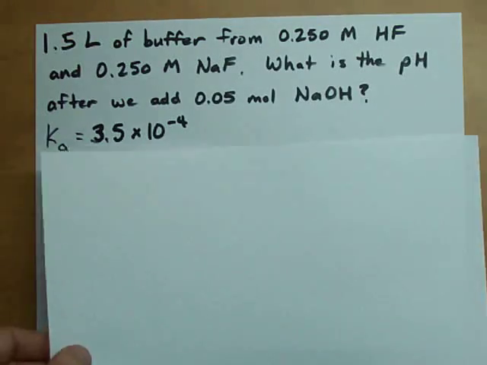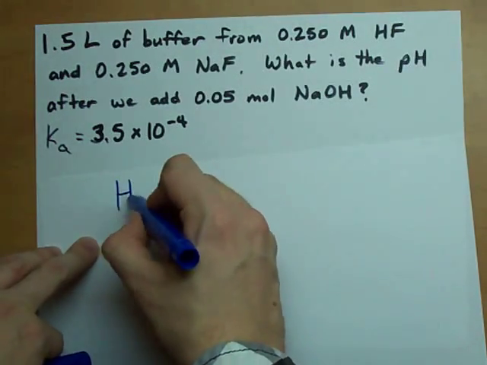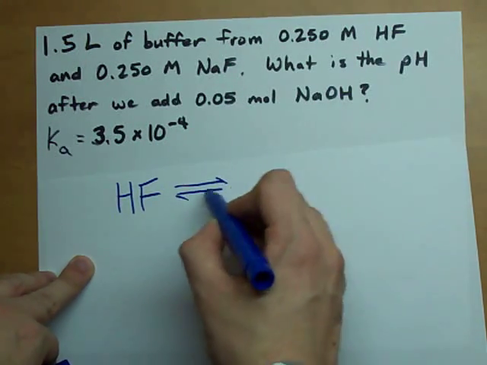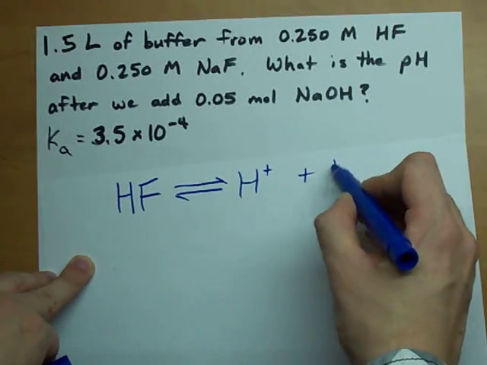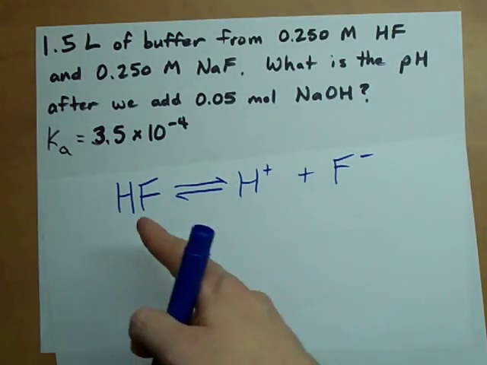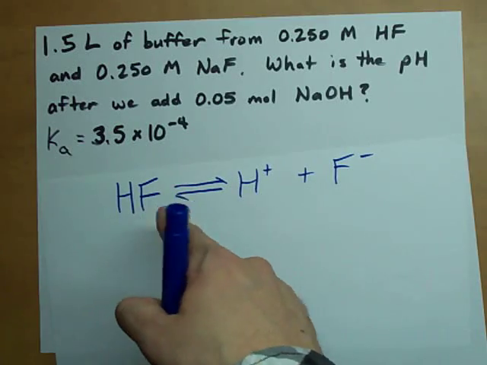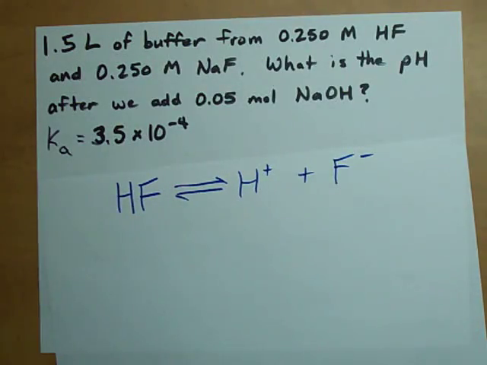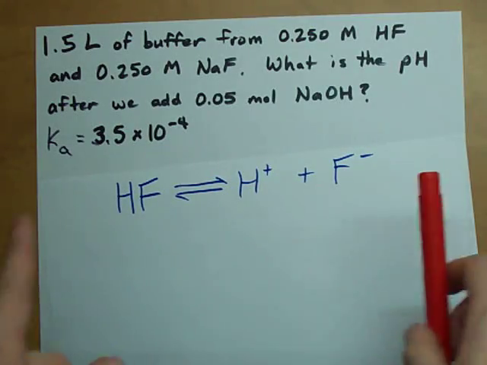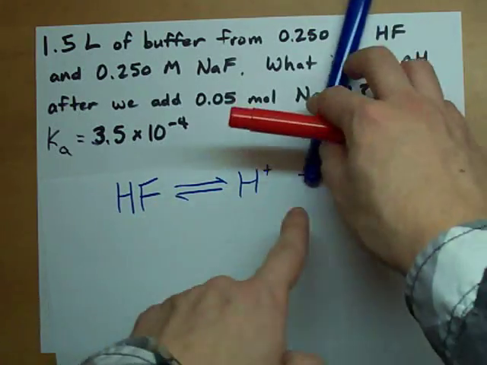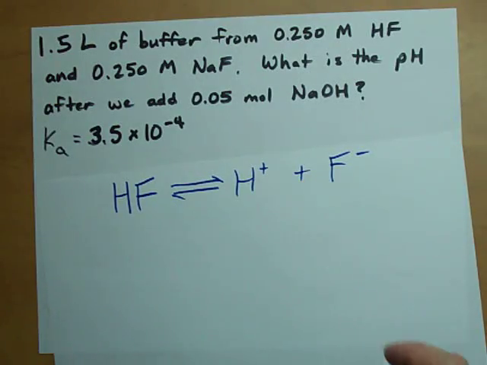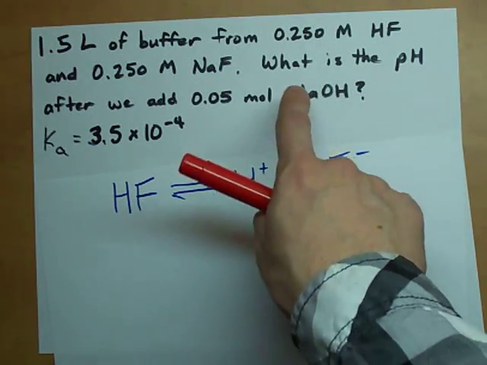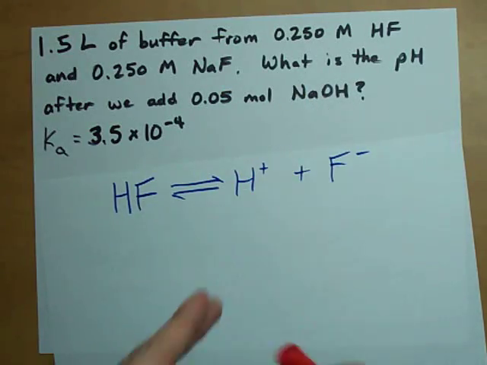Now, let's take a look at what we've got. We've got our HF, and it's in equilibrium with H plus and F minus. Now, some people may say plus H2O here and convert this to H3O plus. It's the same thing. Don't worry about it. What I want to know is how many moles of each of these do I have? Because in the end, I need to move 0.05 moles of acid towards the base because I'm neutralizing the acid away. Here's what I mean.